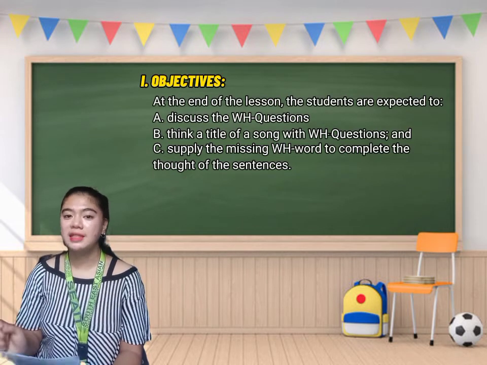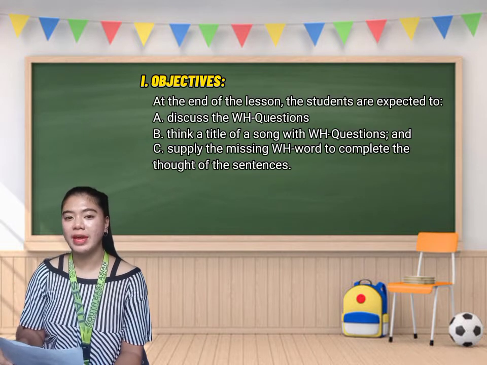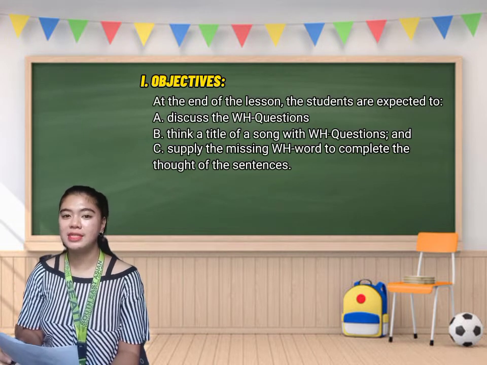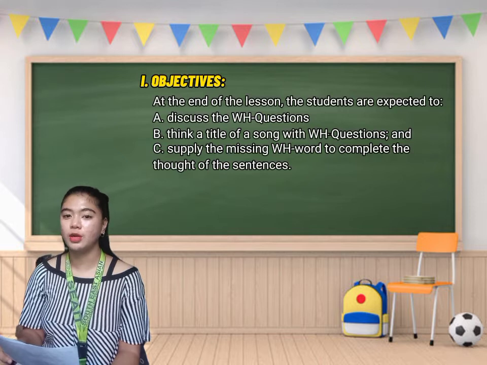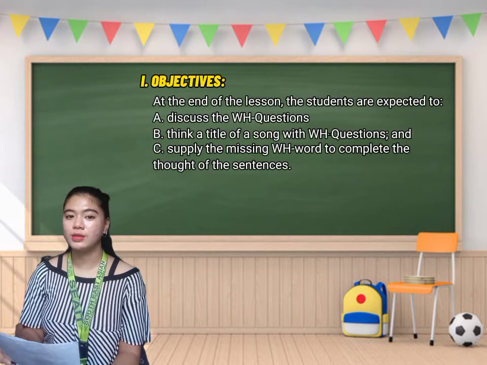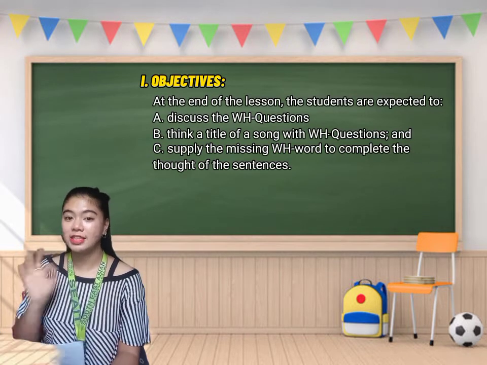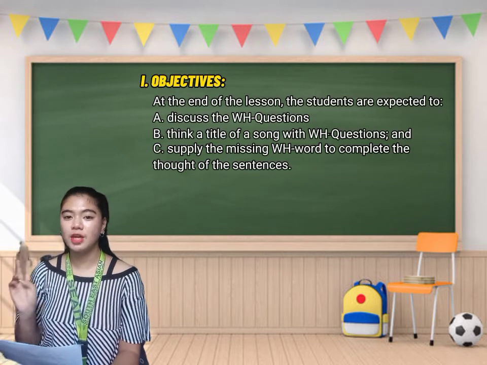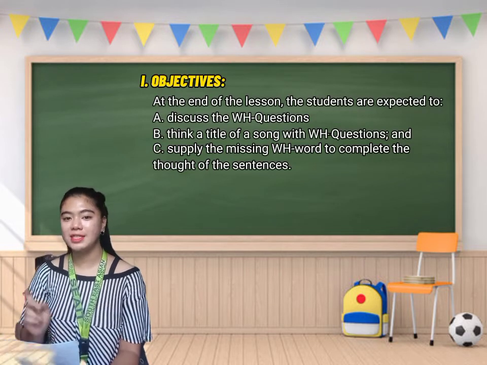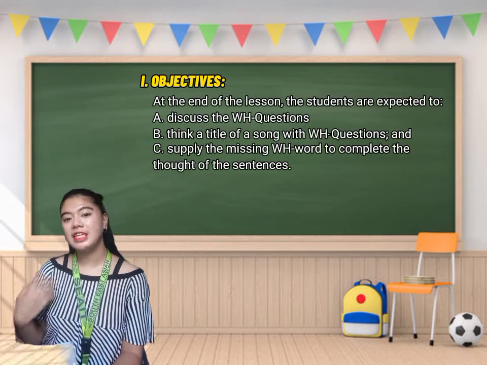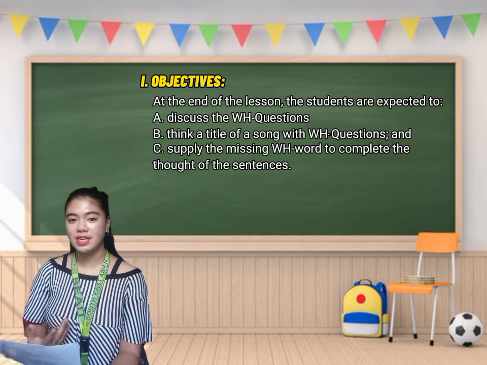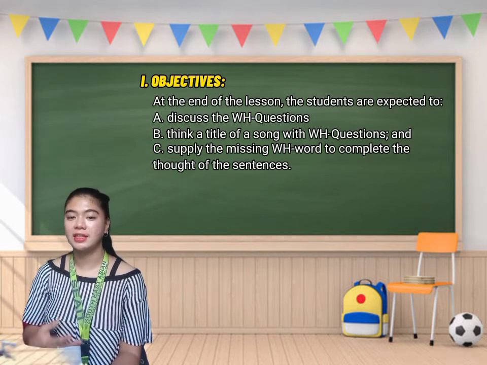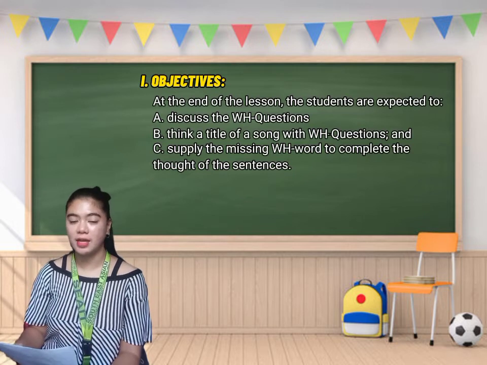Letter B, think a title of a song with WH questions. Let students think a song with WH word or question for them also to test their thinking skills. Letter C, supply the missing WH word to complete the thought of the questions, giving them an application to answer the activity that tests their understanding in the topic.